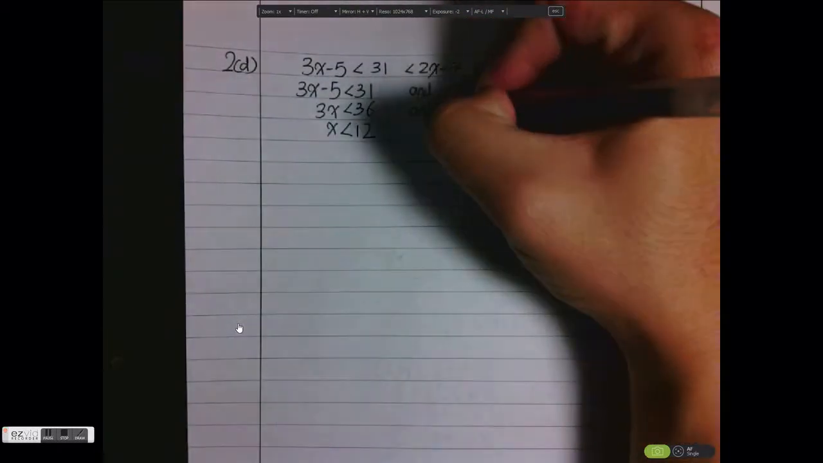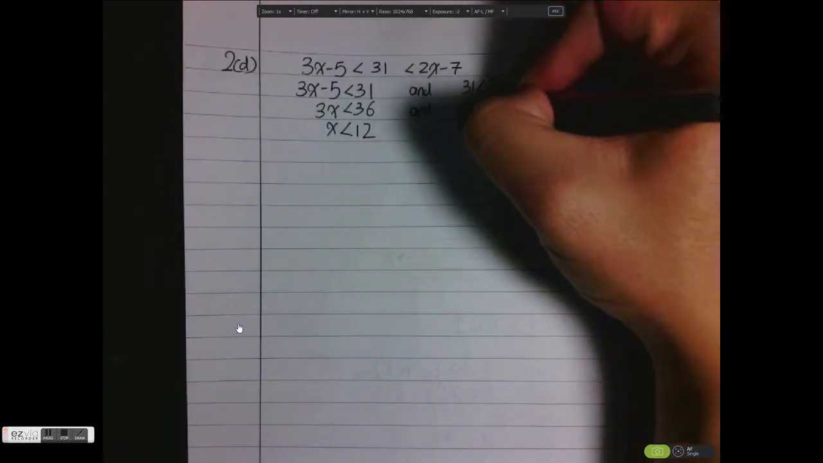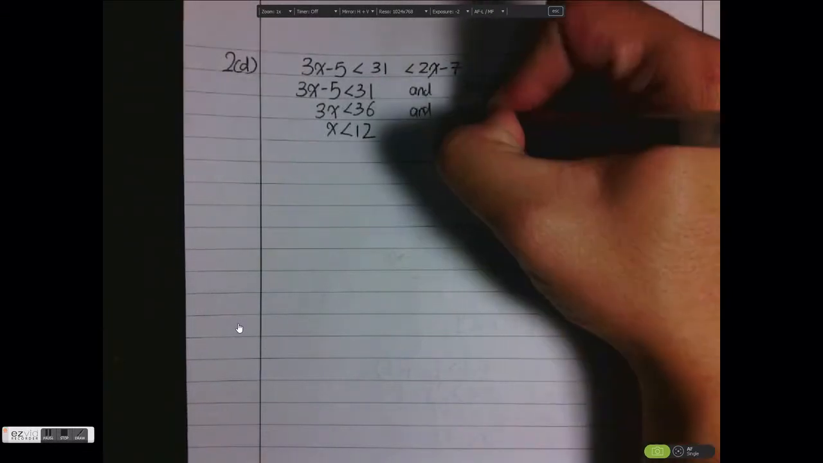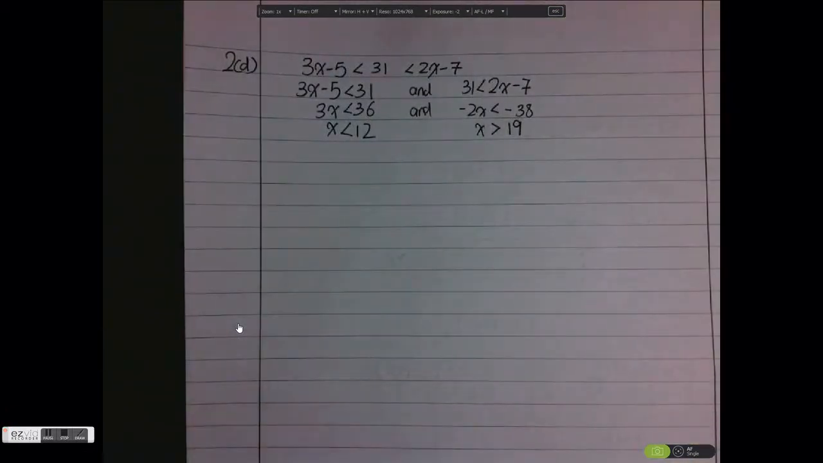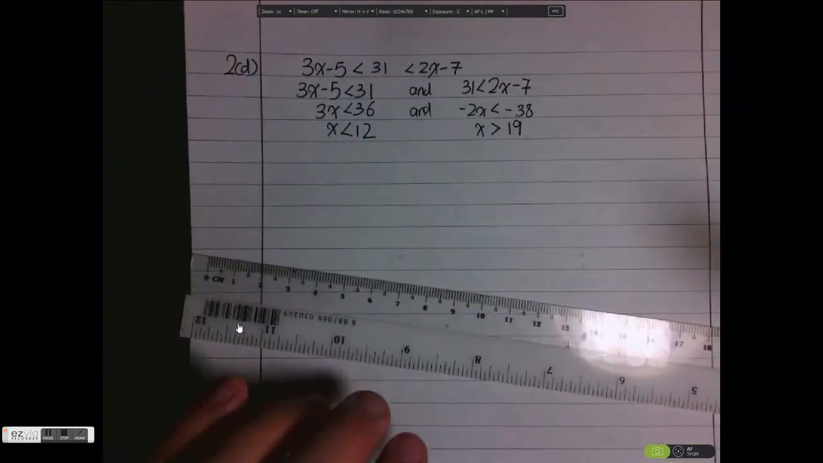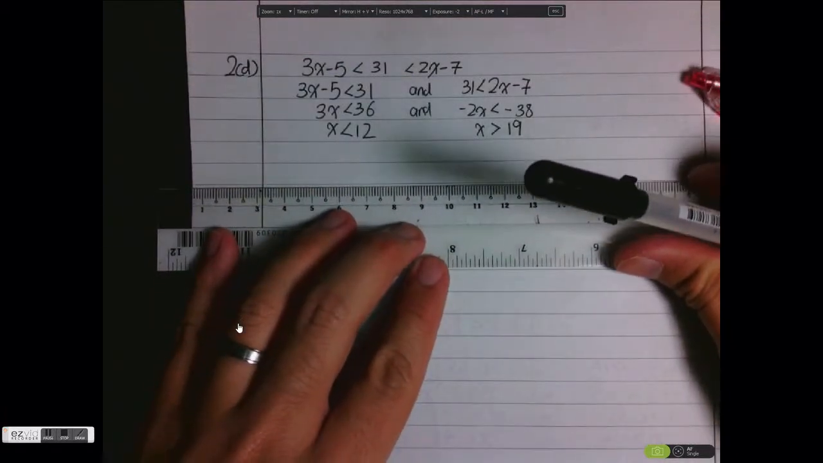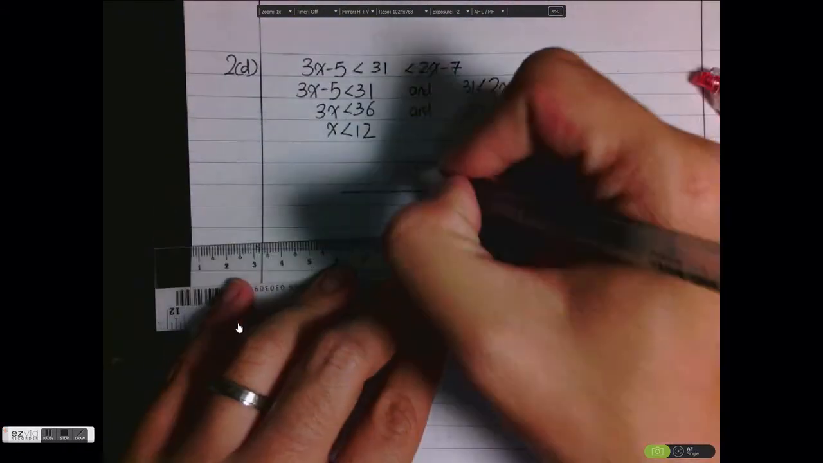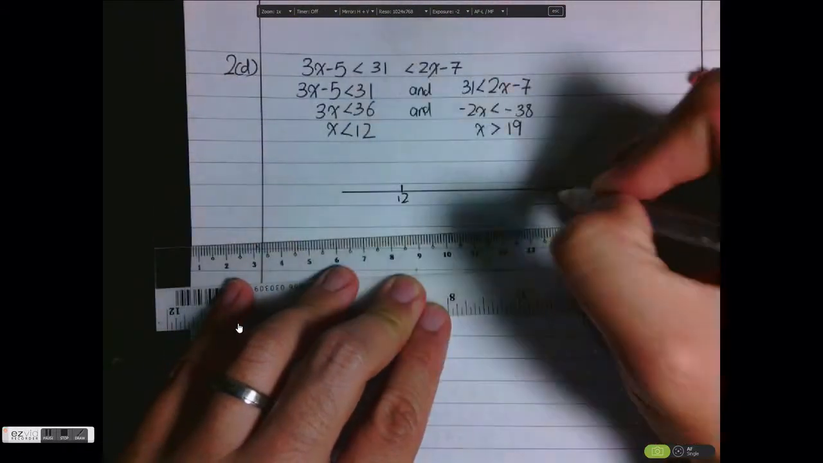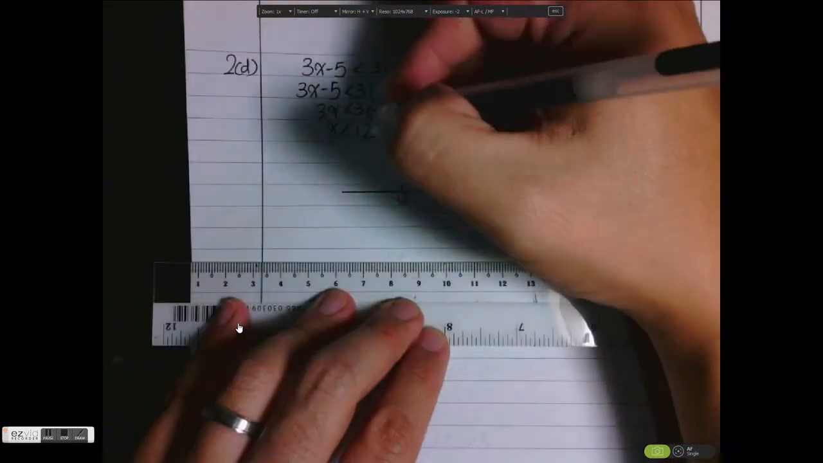Similarly, for the one on the right hand side, we have negative 2x is lesser than negative 38 and finally x is larger than 19. Now, as we have done before, what we can do is represent both of these inequalities on a number line. So 12 will come here, 19 will come here.